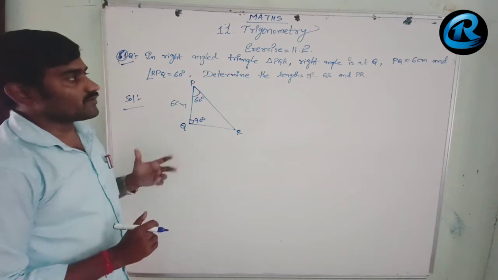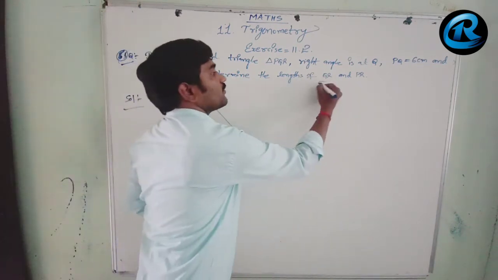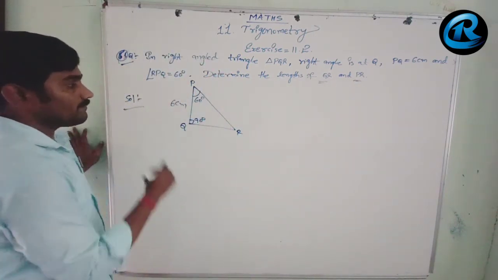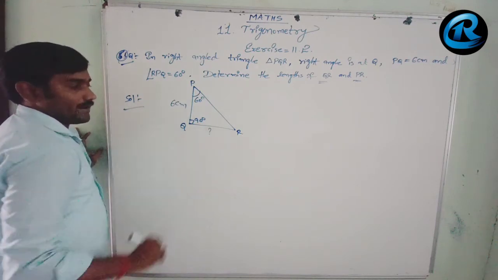Try to understand what we are going to do here. Write the given: in triangle PQR we have to find out the length of QR and the length of PR. QR and PR, both we need to find out. First of all, let us find out QR.